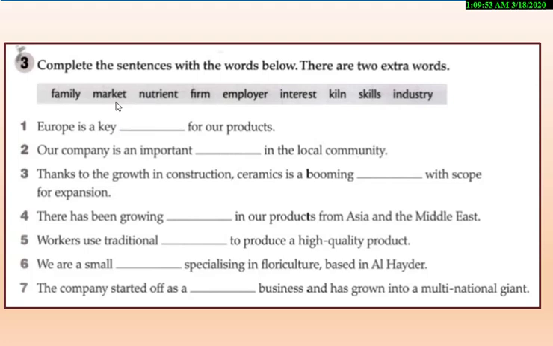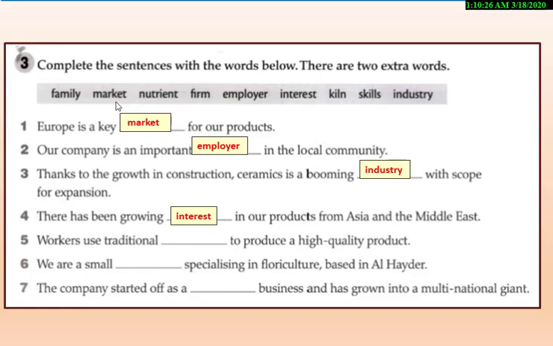Number 1. Europe is a key market for our products. Number 2. Our company is an important employer in the local community. Number 3. Thanks to the growth in construction, ceramics is a booming industry. Number 4. There has been a growing interest in our products from Asia.